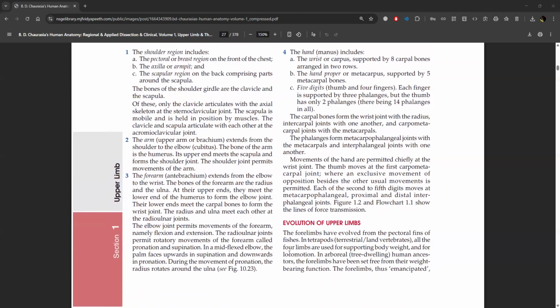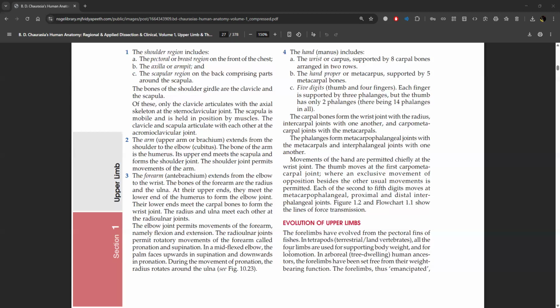The carpal bones form the wrist joint with the radius, intercarpal joints with one another, and carpo-metacarpal joints with the metacarpals. The phalanges form metacarpophalangeal joints with the metacarpals and interphalangeal joints with one another. Movements of the hand are permitted chiefly at the wrist joint.